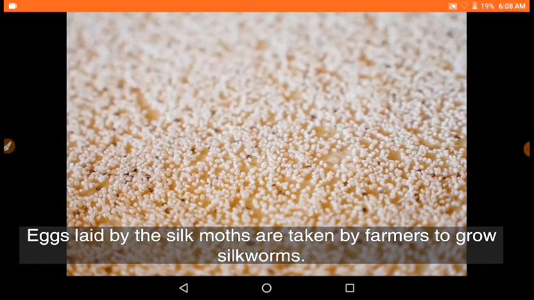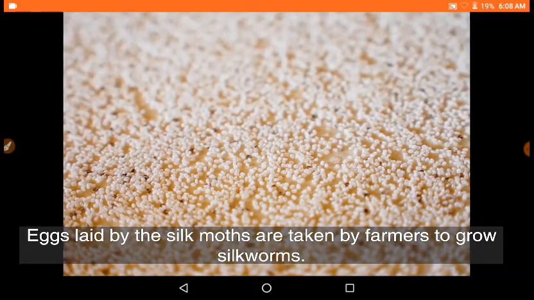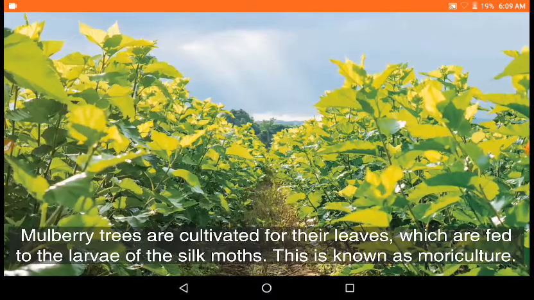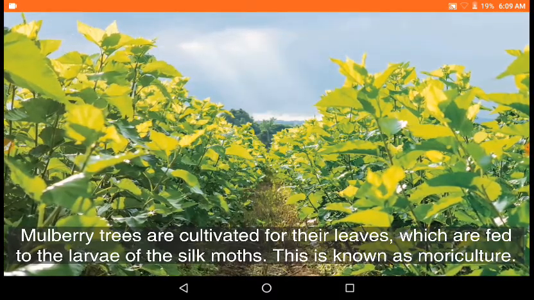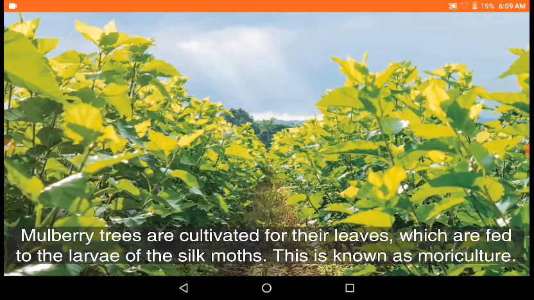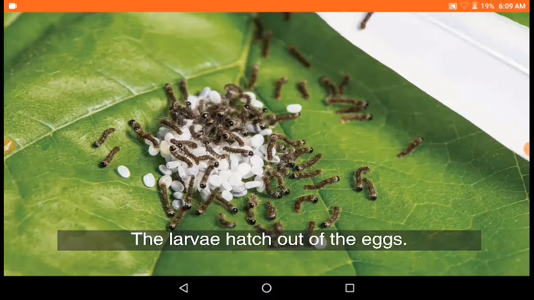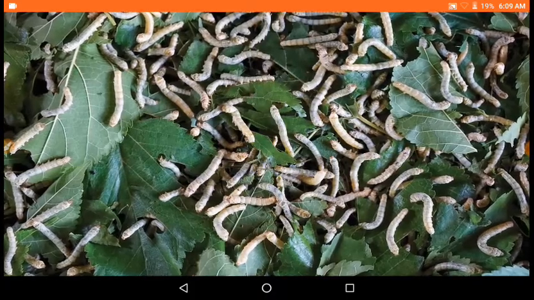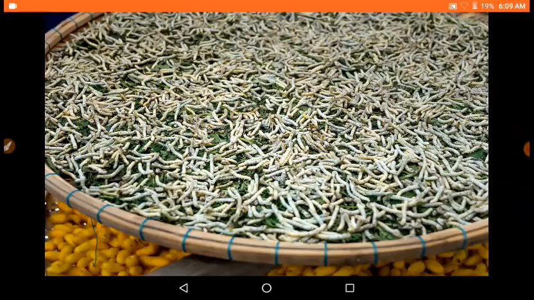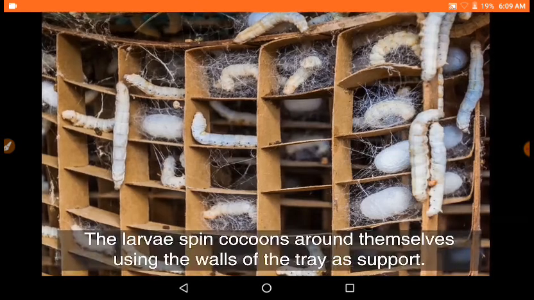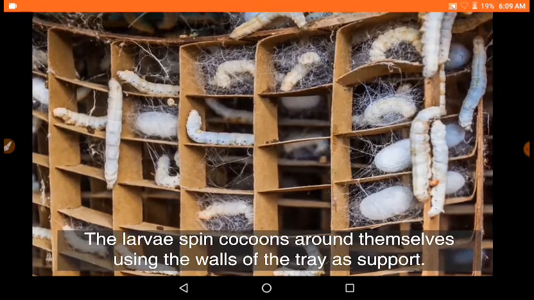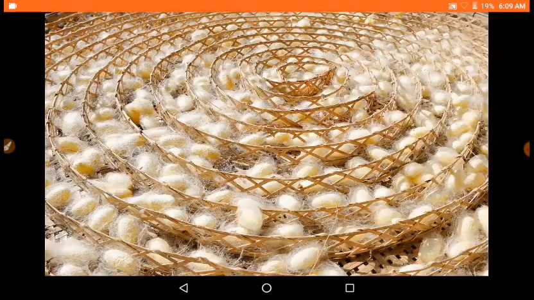Eggs laid by the silk moths are taken by farmers to grow silkworms. Mulberry trees are cultivated for their leaves, which are fed to the larvae of the silk moths. This is known as moriculture. The eggs are mixed with mulberry leaves and kept in trays. The larvae hatch out of the eggs. The larvae spin cocoons around themselves using the walls of the tray as support.